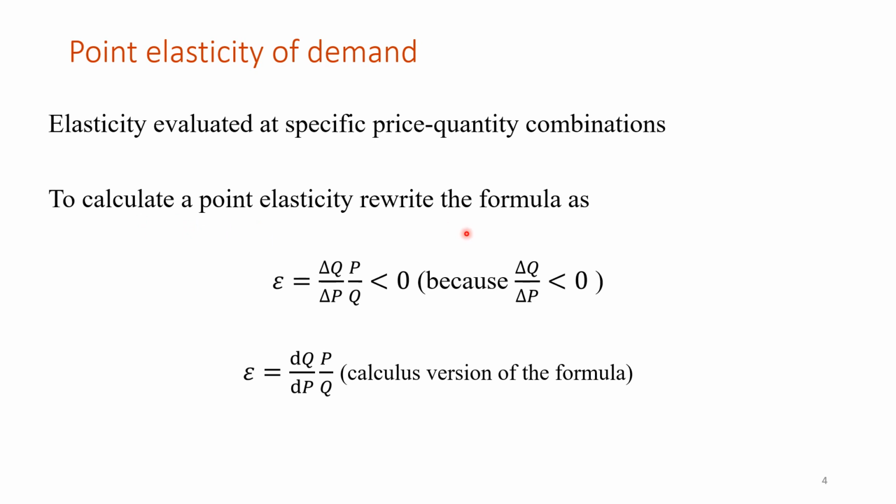So to calculate the point elasticity of demand, we rewrite the formula as epsilon equals delta Q over delta P, P over Q, which is less than 0 because delta Q over delta P, which is the slope of the demand function, is less than 0. The calculus version of this is dQ/dP, P over Q. Now dQ/dP is not really the slope, right? It's the inverse of the slope. So we can think of this a little bit differently when we write it in inverse demand functional form.